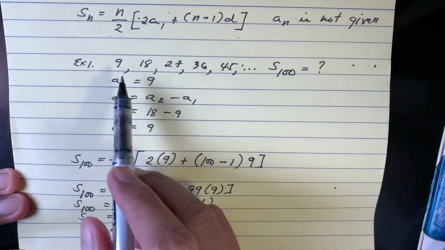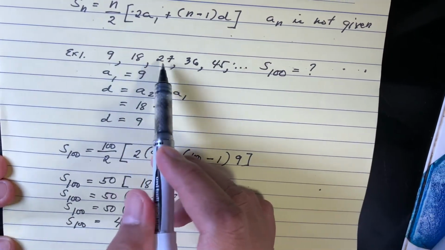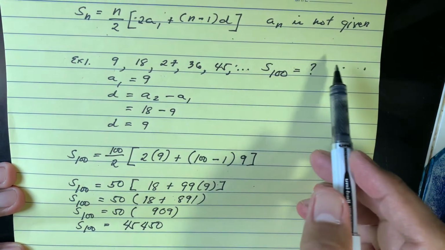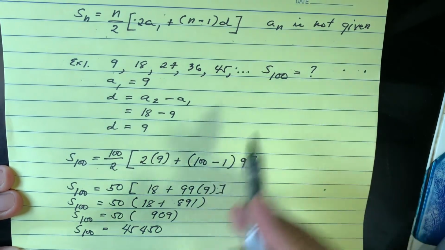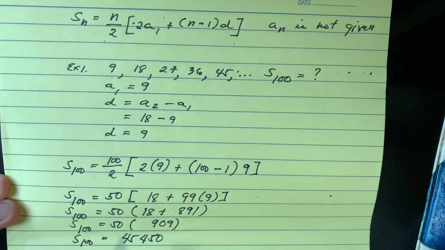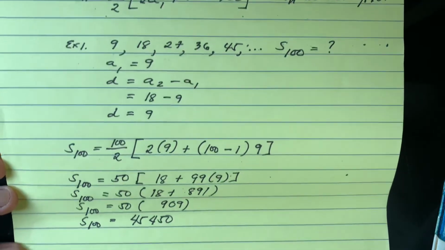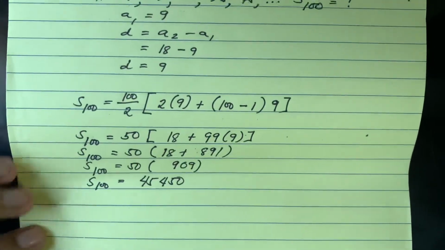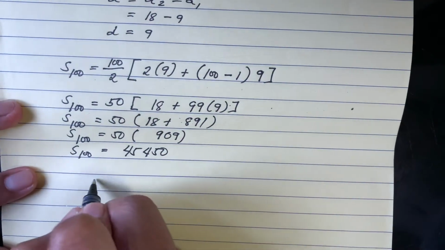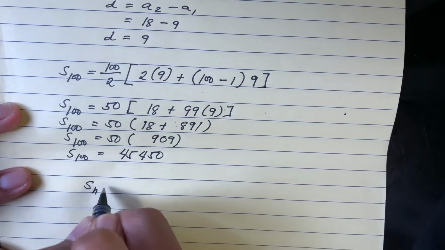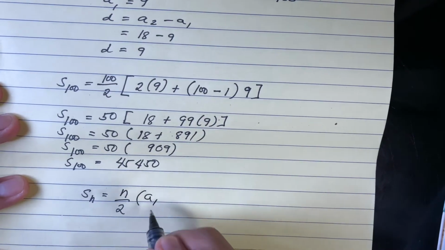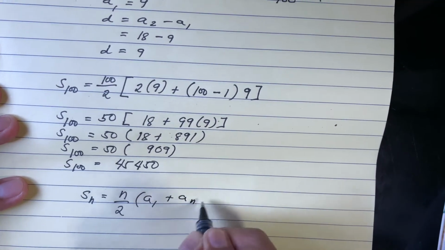So if you're going to get the sum of 9, 18, 27, 36, 45, 54, 63, 72, 81, 90, 99, until you reach your 100th term, that is equal to 45,450. Okay? Let's go to our next formula. Our next formula would be this one. As what I was telling you a while ago, our second formula would be denoted by this. S sub n is equal to n all over 2 times a sub 1 plus a sub n.